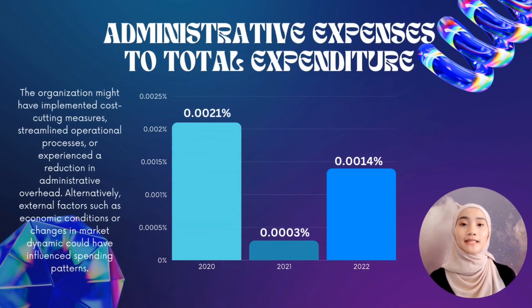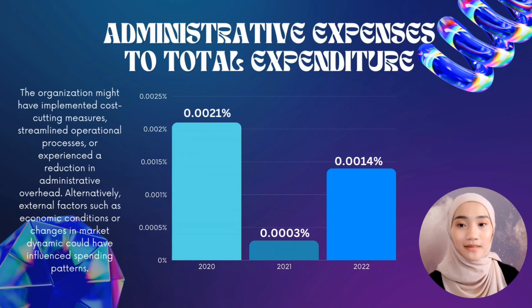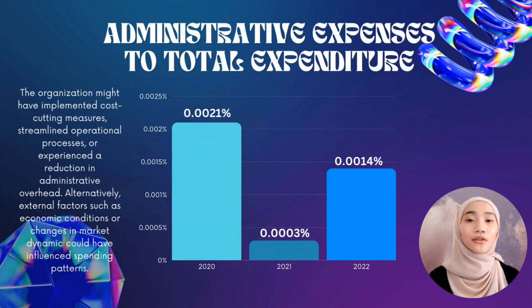For the graph of administrative expenses to total expenditure, in 2020, the proportion stood at 0.0021%, signifying a baseline for comparison. A remarkable reduction is evident in 2021, with the percentage plummeting to 0.0003%. However, there appears to be a slight uptick in 2022, with the percentage rising to 0.0014%. The drastic decrease from 2020 to 2021 raises questions about the factors contributing to such a significant reduction in administrative expenses relative to total expenditure.